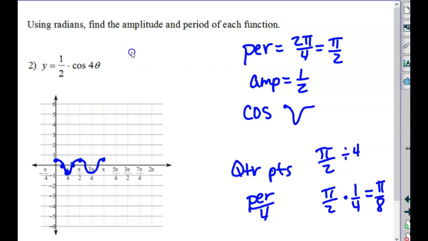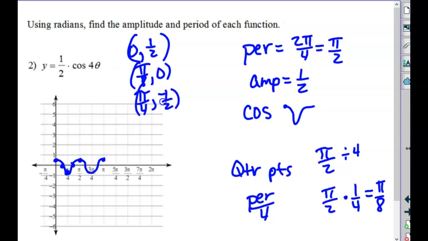So the quarter points would be over 0, up 1/2, over pi over 8, up 0, over 2 pi over 8, which would be pi over 4, and down at -1/2, over 3 pi over 8, and back at 0, over 4 pi over 8, or pi over 2, and up at 1/2. Is that 5? Yes. 5 ordered pairs. Everybody okay? All right.